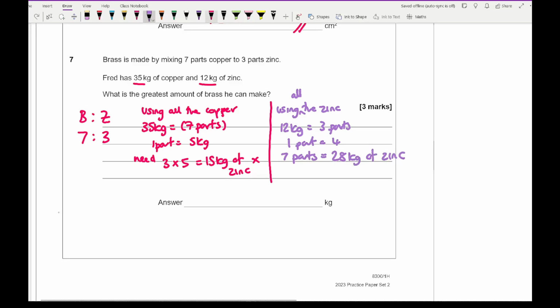So then from this, if I total up the 12 kilograms of zinc and the 28 kilograms of copper, then the most I can make is going to be 12 plus 28, which is 40 kilograms.